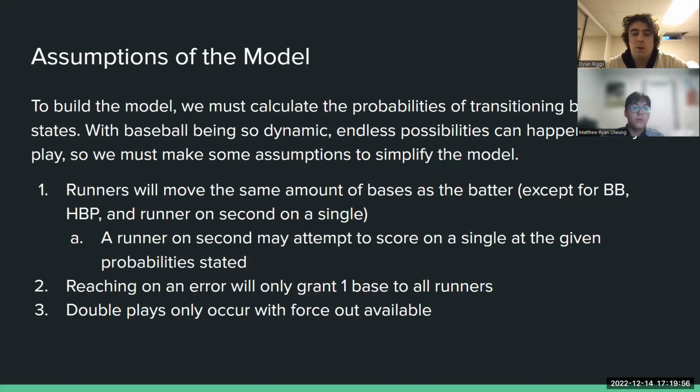While you may see a ball thrown in the outfield or in the stands that would give more than one base to these runners, we can't see in what cases this would have happened. So we just know that there was an error, so we're just going to grant one base to all the runners. And then when there's a double play, we are saying that they can only occur with the force out available.